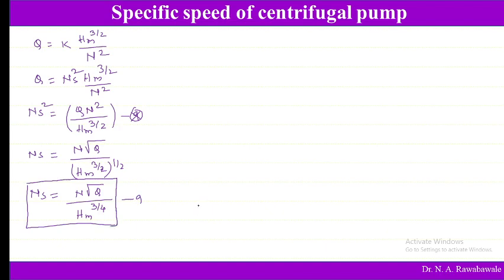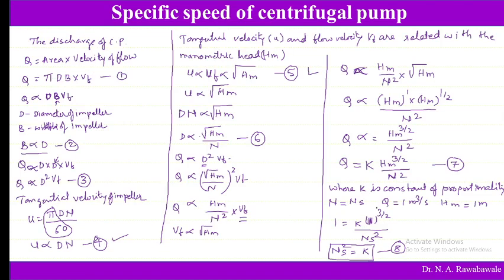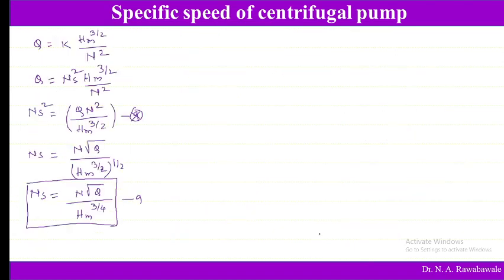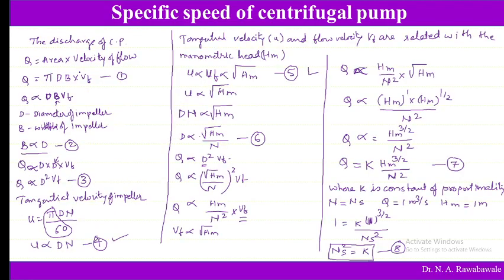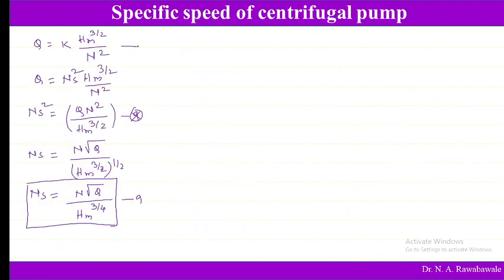There was a minor mistake here. Here we get k is equal to ns square. So substituting k is equal to ns square in equation number 7, equation number 7 is taken here, and in place of k we have substituted ns square. So this ns square, we are going to find out ns square, transferring this n to the other side, it will be in multiplication with q, and this hm to the power of 3 by 2 will be in the denominator.